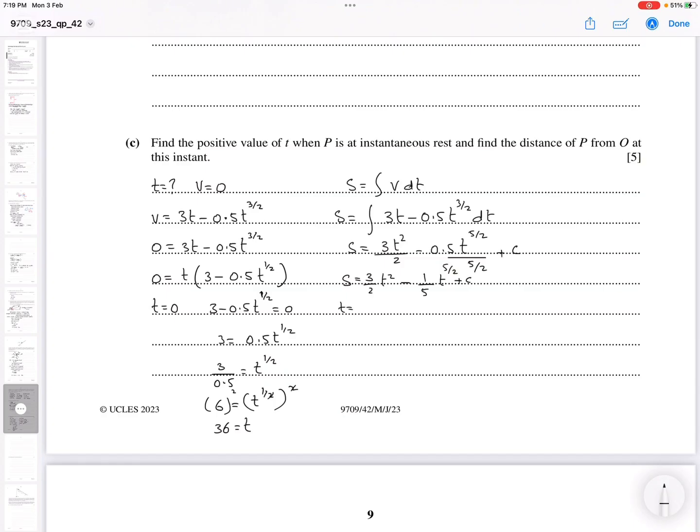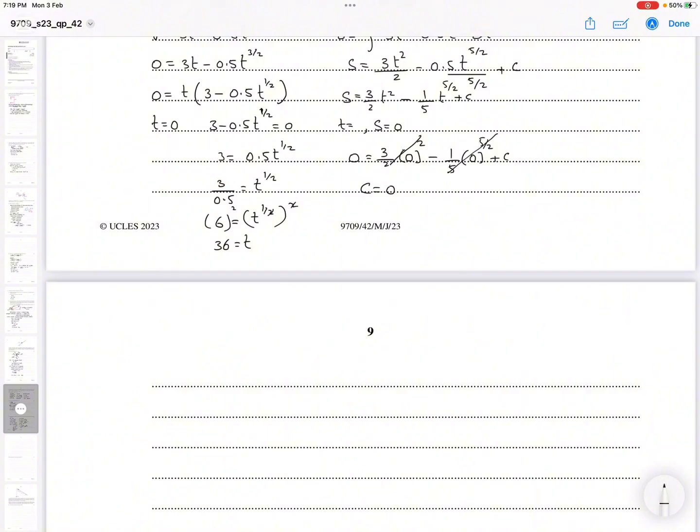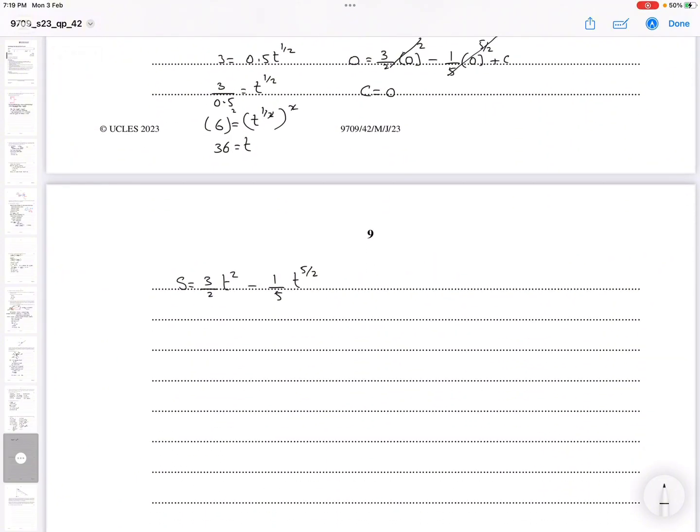So when t is equal to 0, your s was 0. So put 0 in s and 0 in t: 0 equals 0 minus 1 over 5, 0 power 5 by 2 plus c. So finally you will get the value of c is equal to 0. So now your equation becomes s is equal to 3 over 2 t square minus 1 over 5 t power 5 by 2, because c was 0.